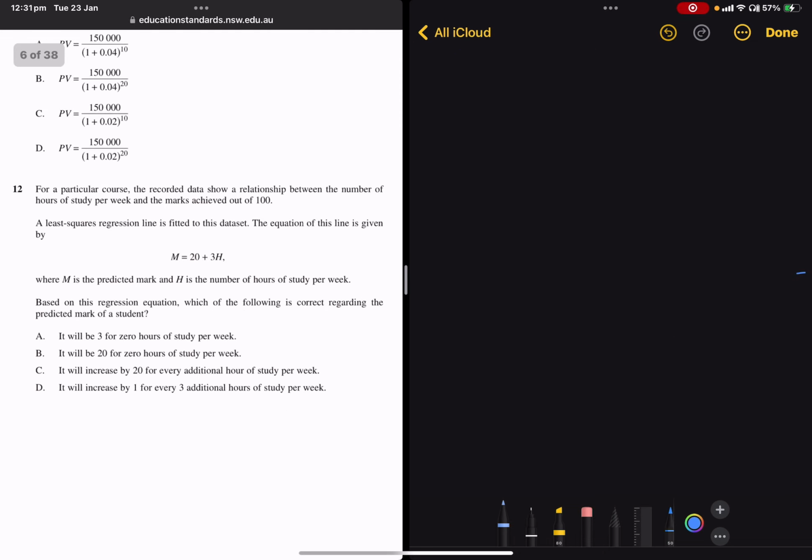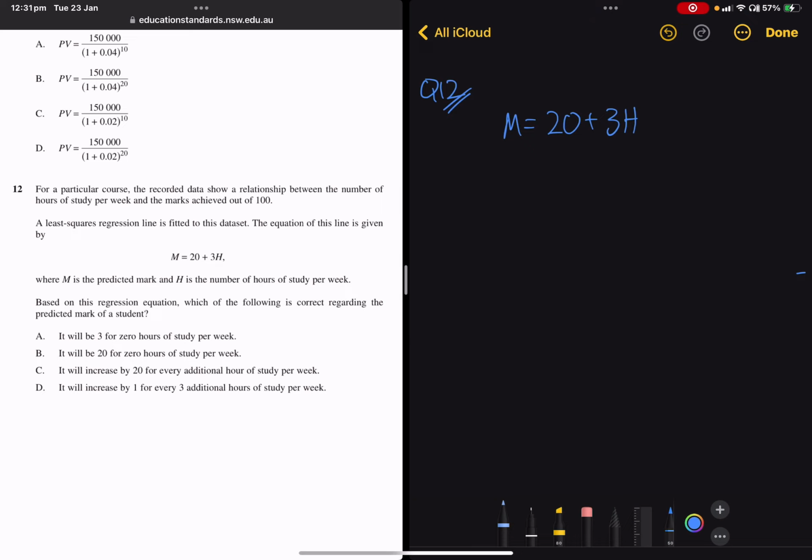So now let's have a look at question 12. For a particular course, the recorded data shows a relationship between the number of hours of study per week and the marks achieved out of 100. A least squares regression line is fitted to this data set. The equation of this line is given by m = 20 + 3h, where m is the predicted mark and h is the number of hours of study per week. Based on the regression equation, which of the following is correct regarding the predicted mark of a student?